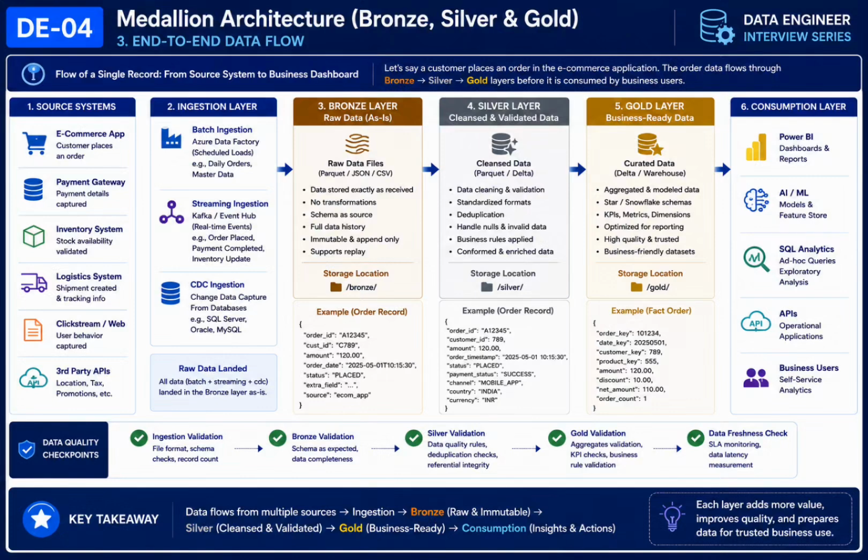Suppose an order references a customer who does not exist in the master table. That record is moved to an error or quarantine table for investigation instead of allowing incorrect data into reporting.